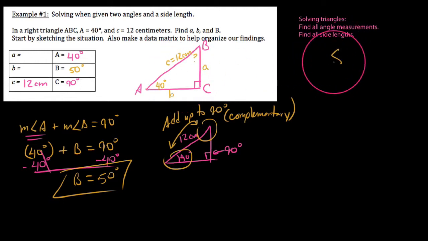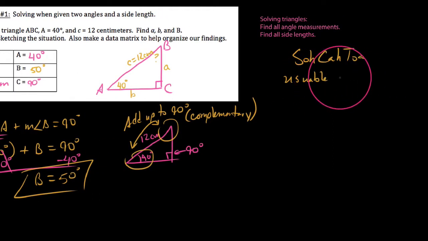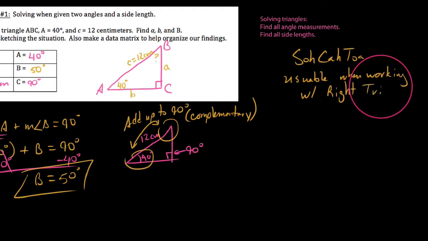So we're going to use SOHCAHTOA. And this is usable when working with right triangles, okay? So we can use SOHCAHTOA when we're dealing with right triangles. I just want to make sure that we got that note down.